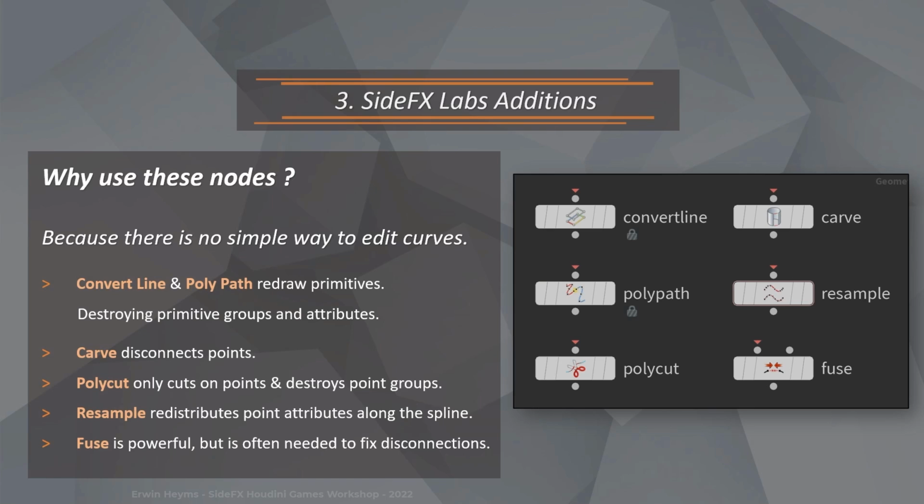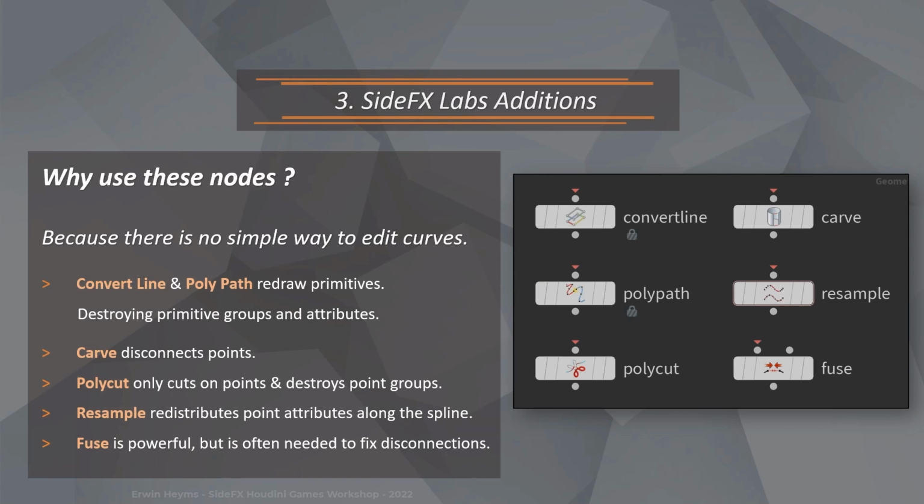Next to that, the Carve node will disconnect all points when it segments things, unlike the Convert Line node, but it does maintain primitive attributes. So there's a trade-off there, right? You have 2 nodes that basically do the same thing, but there's something that doesn't quite work the way we want. Next to that, the polycut can cut on points, but unfortunately when it does, it tends to destroy point groups. So if you cut a point on a point group, usually that point group only gets moved to one of the 2 points, one of the 2 ends where the cut was made, not both.